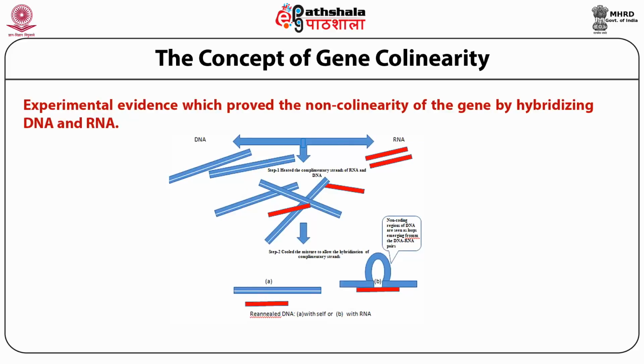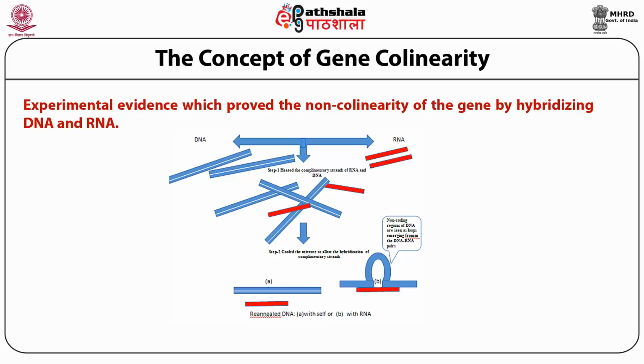Experimental evidence which proved the non-colinearity of the gene by hybridizing DNA and RNA. The concept of colinearity received a blow in 1970 when it was proposed that the coding sequences in the gene of a eukaryotic virus were not a continuous stretch but were interrupted by nucleotides that did not specify amino acids. The non-colinearity of eukaryotic genes was discovered by hybridizing DNA and mRNA.